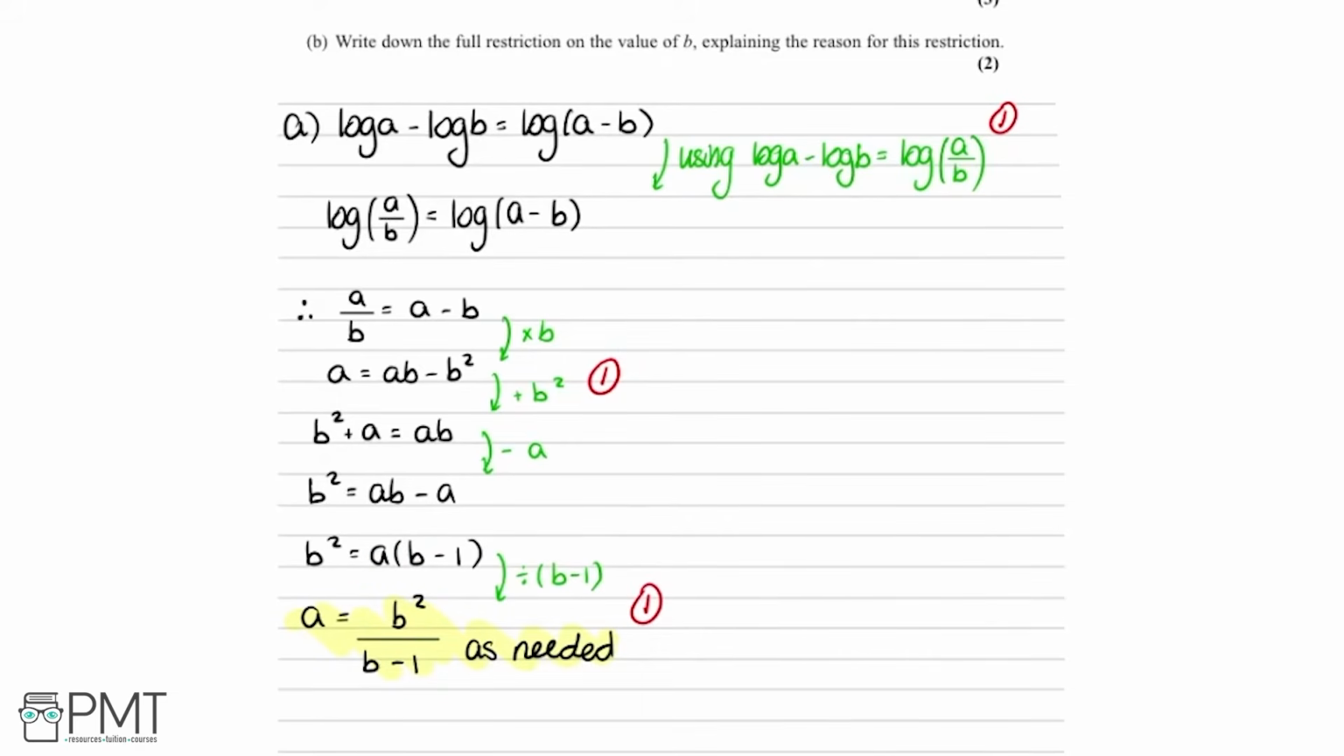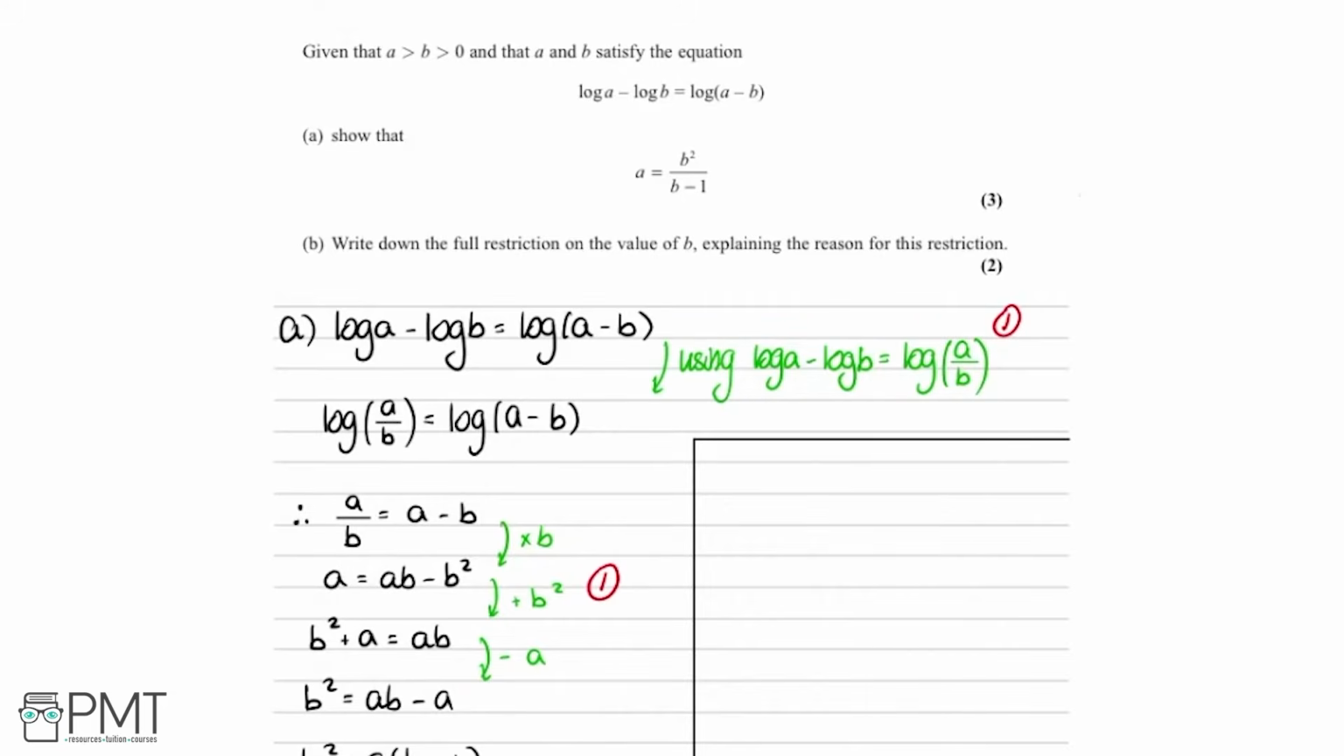So now part B says we need to write down the full restriction on the value of B, explaining the reason for this restriction. And this is for 2 marks. So we need to have a think about what restrictions there could be on this. Well, the first thing is that we can't divide by 0. So we know that B minus 1 can't equal 0. Therefore, B can't equal 1, because then we'd be dividing by 0, which isn't defined. So that's a good start.